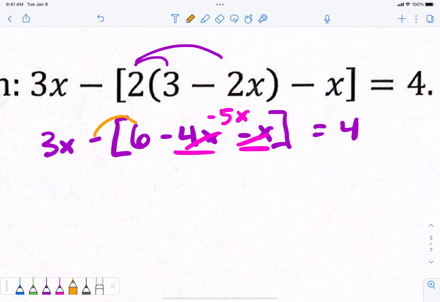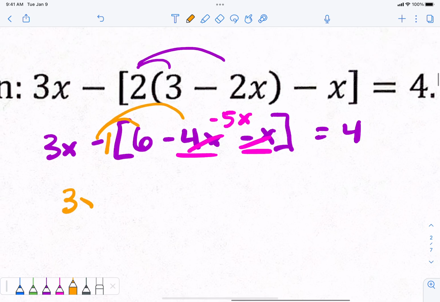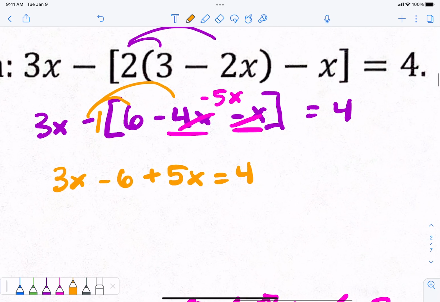Distribute the negative. If it helps you to think of this as -1, distribute that -1 through. So I've got 3x, he's just chilling. Minus 6, then what? Plus 5. Plus 5x equals 4. Wait, why is it not 15? Oh, I got it.